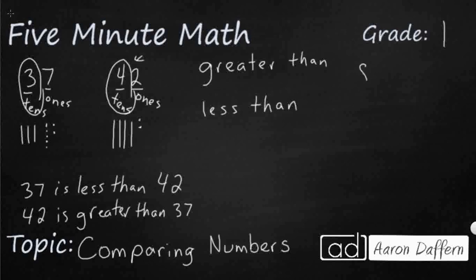So let's look at a different example over here. What if I did 82 and then I did 115? How do I know which one is bigger? How do I know which one is smaller? Well, let's look at our place value again. So I've got my ones and I've got my tens.